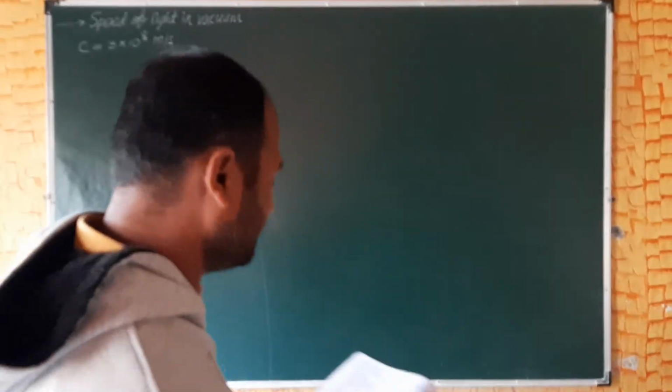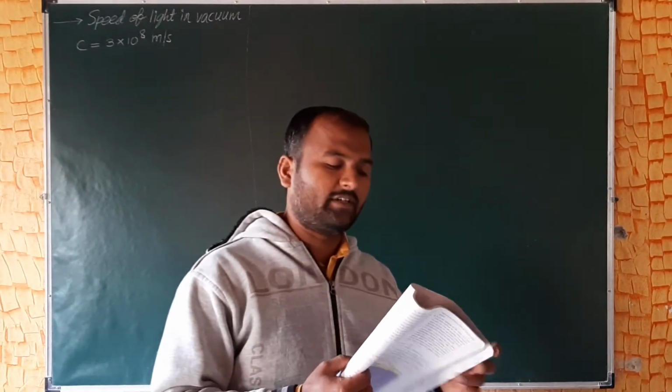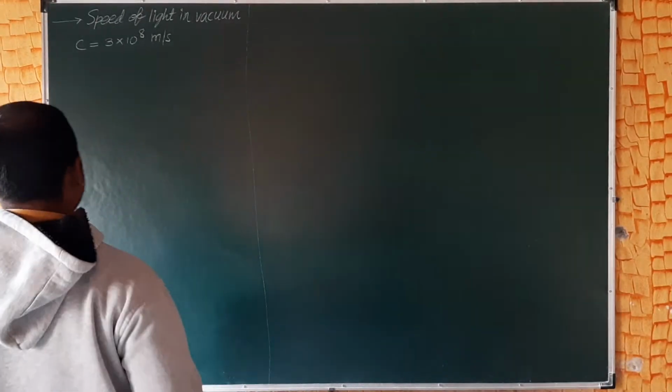Okay, look here. So, speed of light in vacuum C is 3 × 10⁸ meter per second. Refractive index of glass. Here, suffix n is used for the refractive index mu. And the refractive index of glass is 1.5.